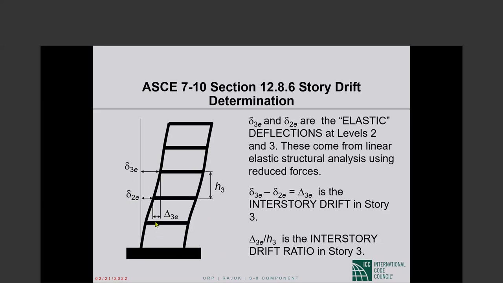Okay, this is level 1, this is level 2, this is level 3, this is story 1, this is story 2, this is story 3. So story 3 is the story below level 3. The capital delta sub 3E is interstory drift in story 3, and it is elastic interstory drift. If we divide this delta sub 3E by the story height of the third story, H3, that is called interstory drift ratio.